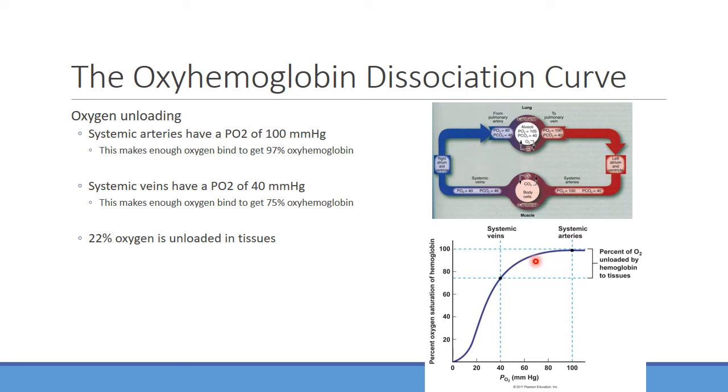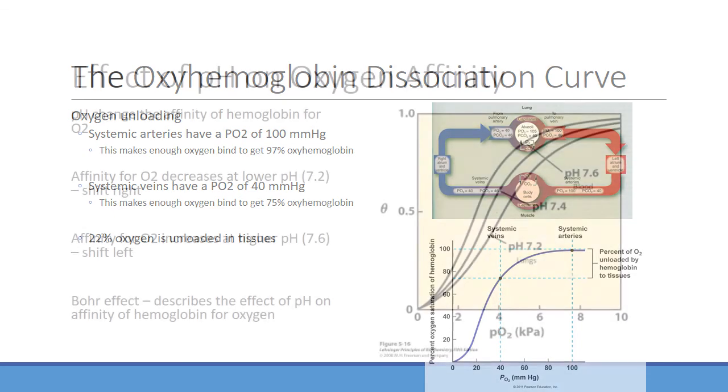And we're going to see there's some other things that can shift this curve one direction or the other to make it so you're more likely or less likely to bind up and drop off oxygen at that point. So again, roughly with one circulation through the bloodstream, you're going to see about 22% of oxygen gets unloaded in the tissues, which is why you can hold your breath for several minutes and not die, because you still have a lot of oxygen left on the hemoglobin in the blood, right?